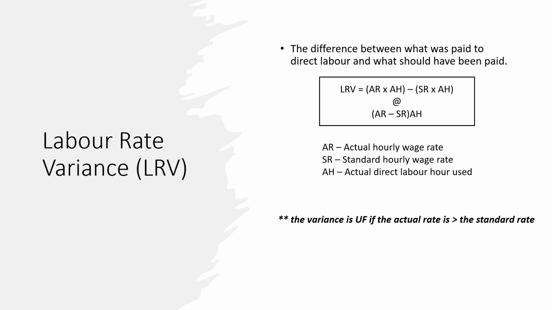If we simplify this equation, it equals the actual hourly wage rate minus the standard hourly rate, times the actual direct labor hours used. The variance is unfavorable if the actual rate is more than the standard rate. If less, it becomes favorable.